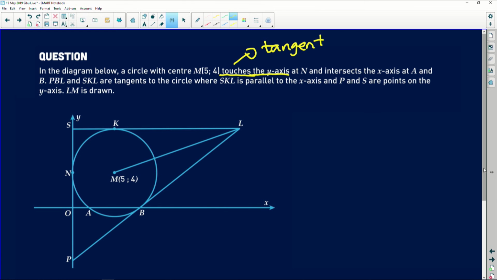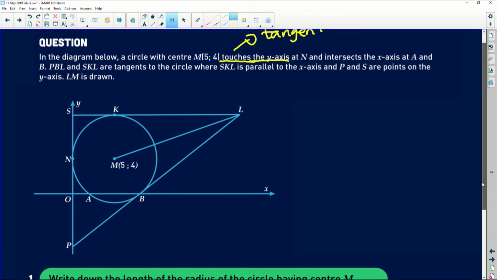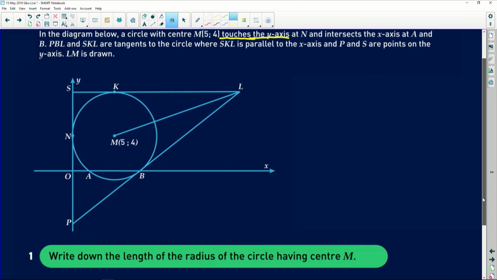Right, now what are the questions here? Let's go and check what the questions are saying to us. The first question that we need to worry about says to us, write down the length of the radius of the circle having the center M. All right, cool. We need to find how long the radius is. Remember, the radius is the distance from the circumference of the circle to the center of the circle.